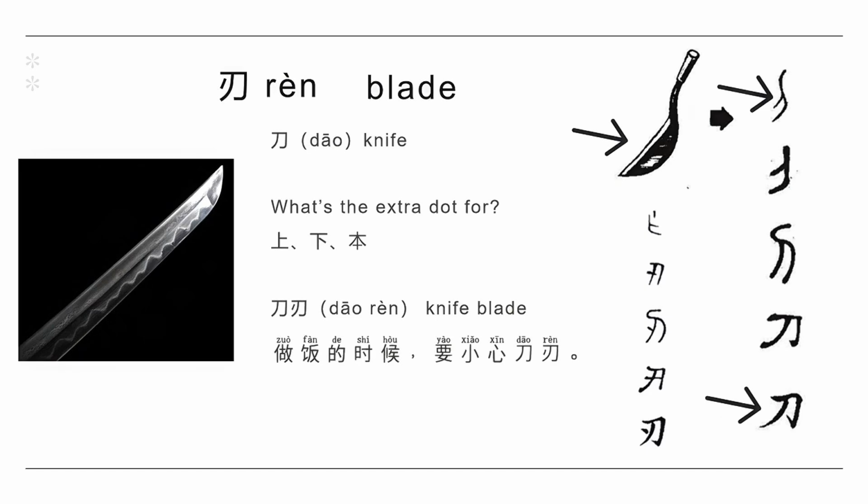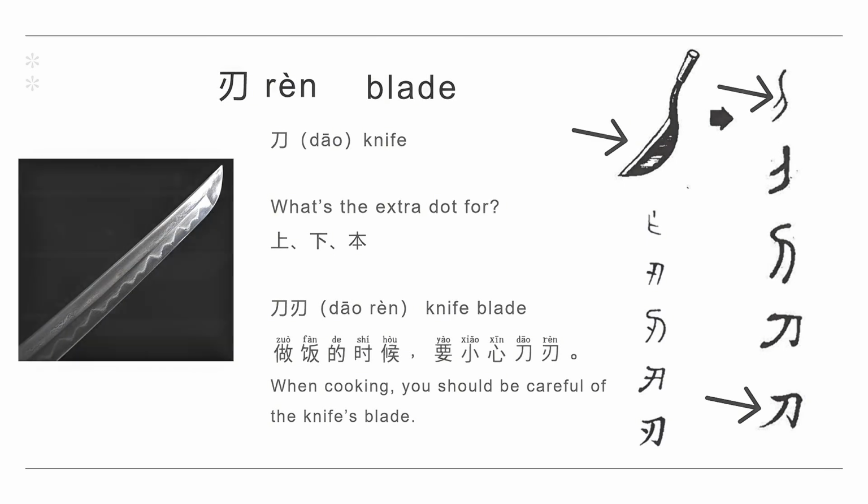刀刃, knife blade. 做饭的时候要小心刀刃. When cooking, you should be careful of the knife's blade. 刀刃, 刃: knife with a dot on the blade.